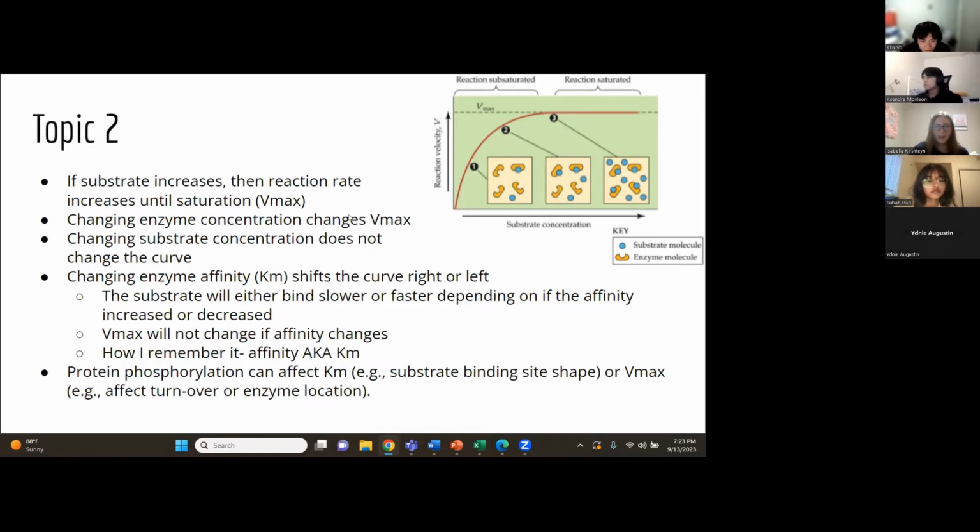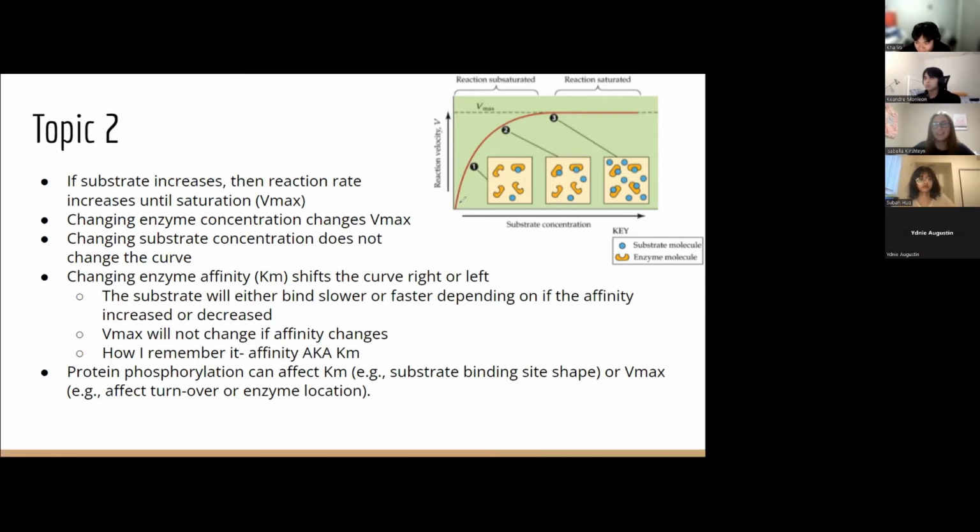Changing the enzyme concentration will change Vmax. So let's say I attach ubiquitin to some of my enzymes and they get degraded, then my Vmax will decrease. That's the decrease. And just remember that enzyme concentration is related to Vmax.